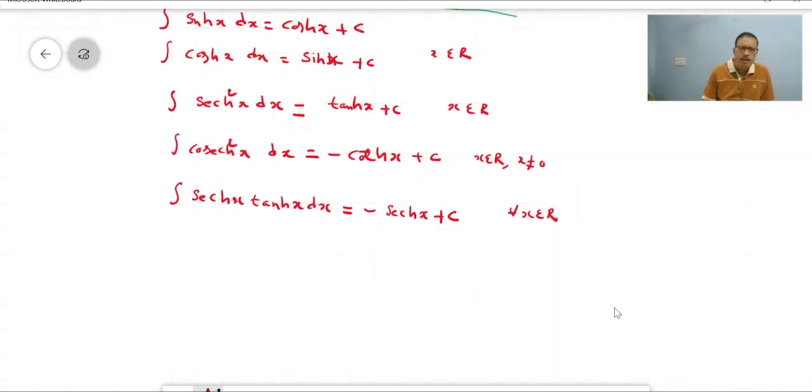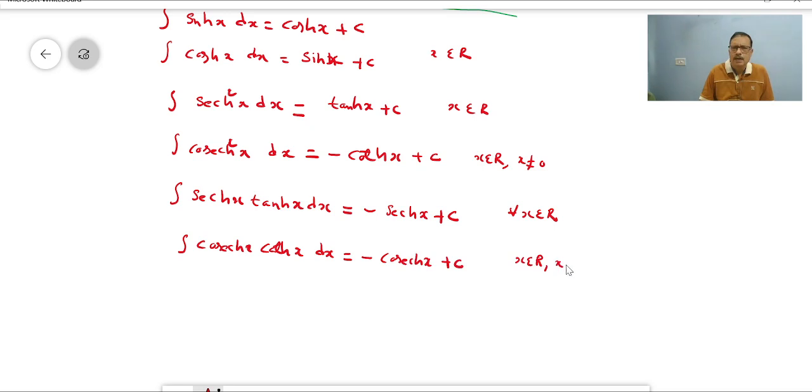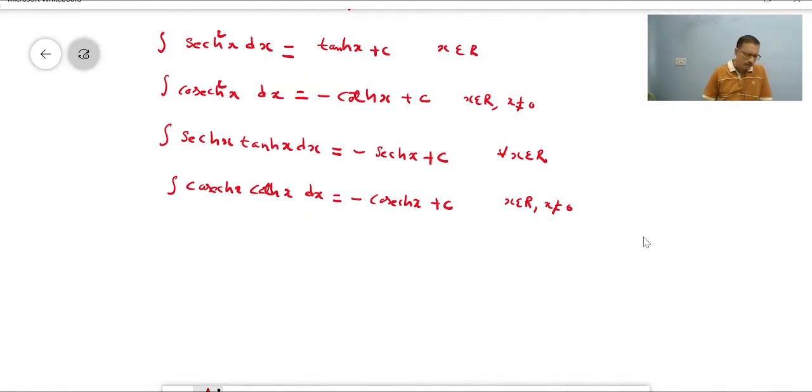Okay, so the integral of cosecant hx cot hx dx is equal to minus cosecant hx plus c. Here x belongs to R and x should not be equal to 0. So what is the formula for the integral of cosecant hx cot hx? Minus cosecant hx plus c. Here x belongs to R, but x is not equal to 0.